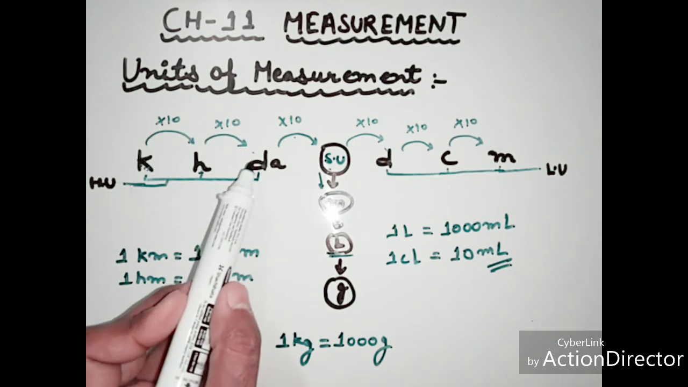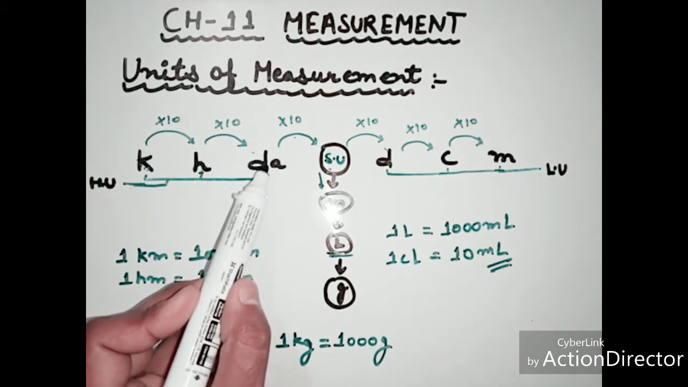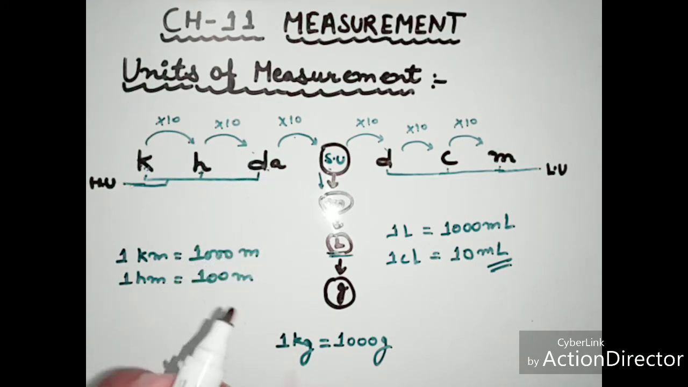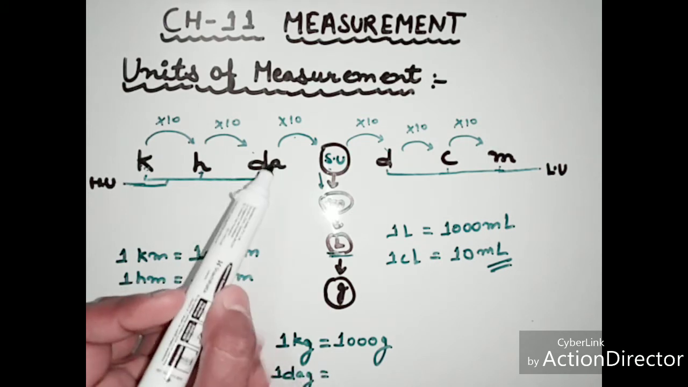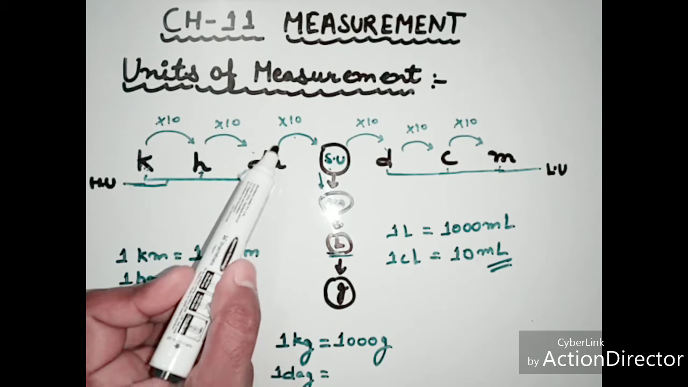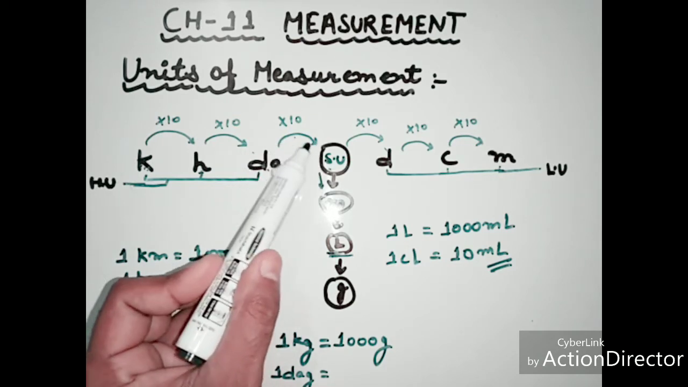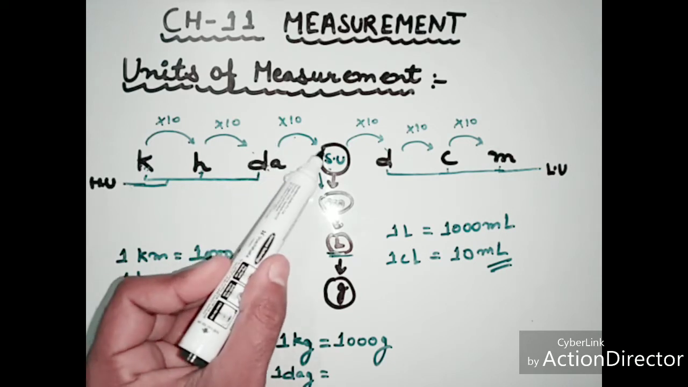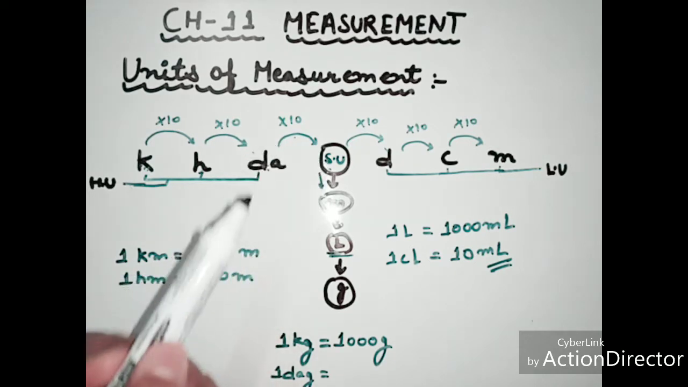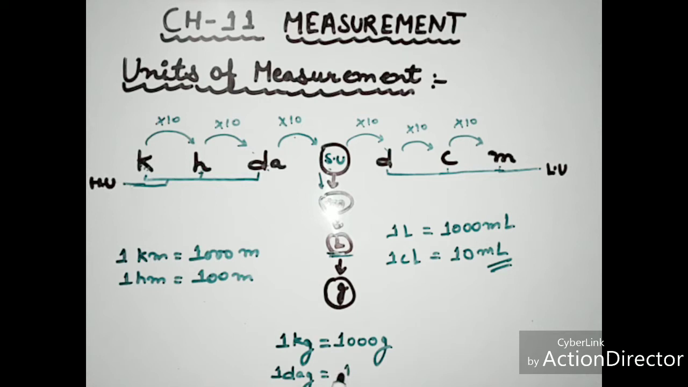Now how many gram in 1 decagram? So 1 decagram equals, how many places do we move from here to here? Only one place, higher to lower. So 1 decagram equals 10 gram.